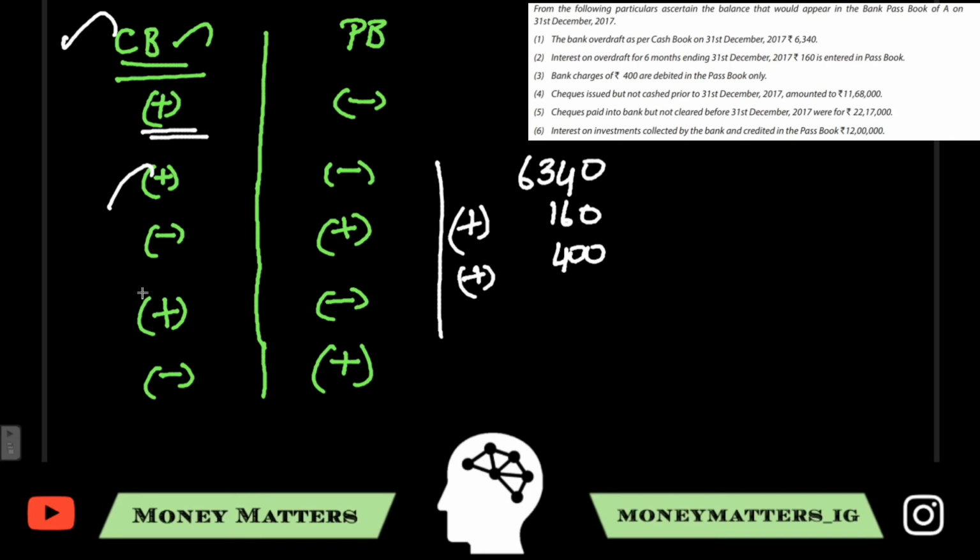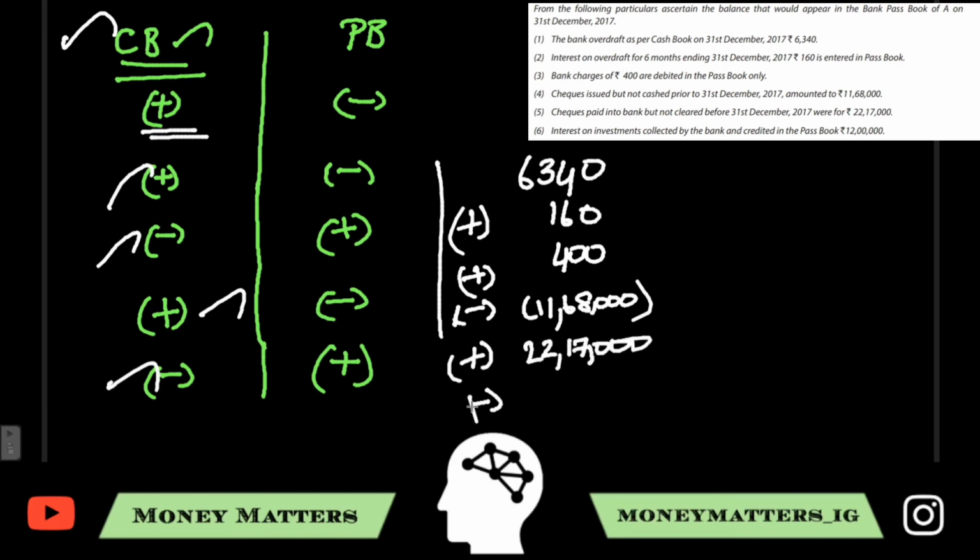The third part is to minus which is your check issued but not yet presented for payment, and the amount to be subtracted is 11,68,000. Now the next part is to add, and here check paid into bank but not cleared is 22,17,000. So you'll be adding that amount, 22,17,000. And the last part is to minus which is your interest on investment, and that amounts to a total of 12 lakh.